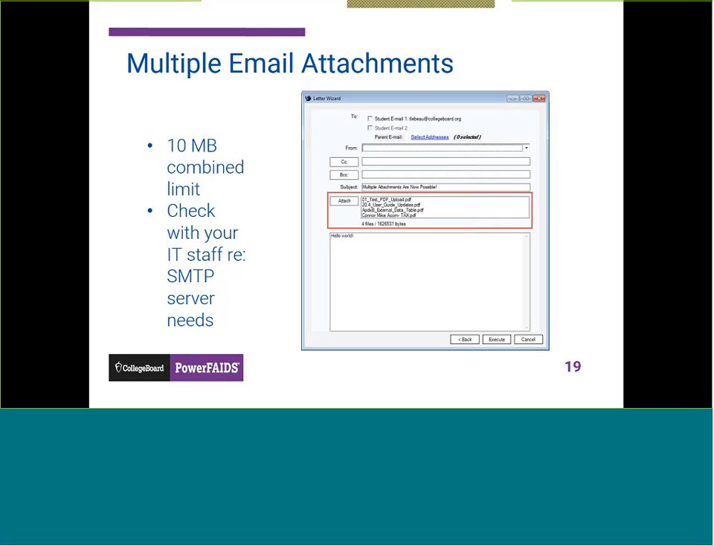Now, we did place a total limit of 10 megabytes for combined file size. We do highly recommend that you reach out to your IT department to see what sorts of restrictions may be in place for your SMTP server at your institution. However, you can have an unlimited number of attachments so long as all of the attachments combined do not exceed that 10 megabyte limit.